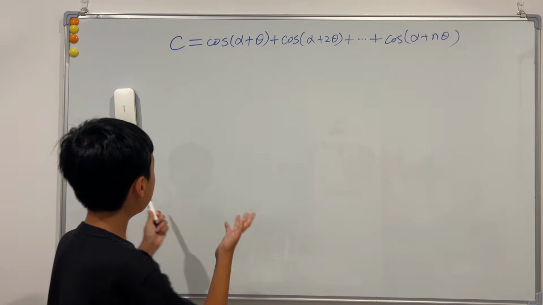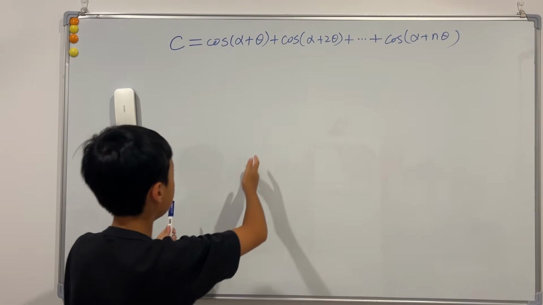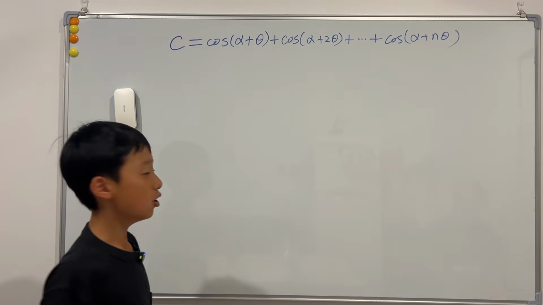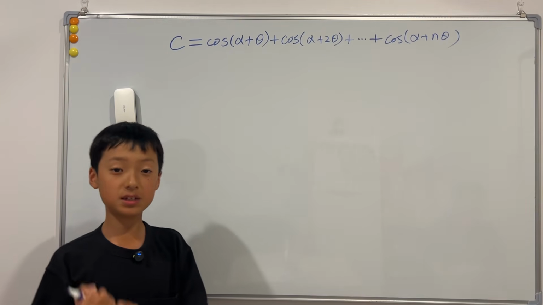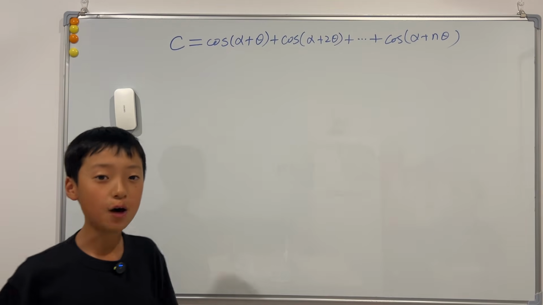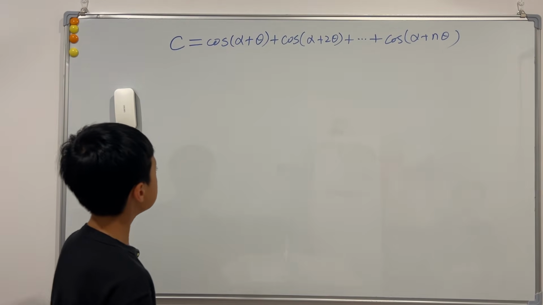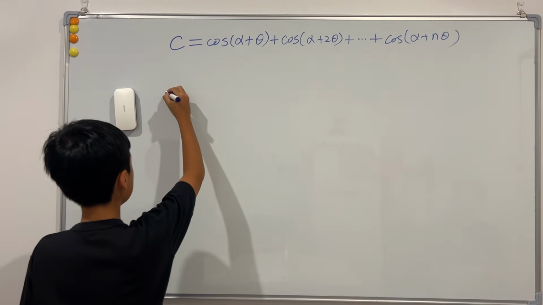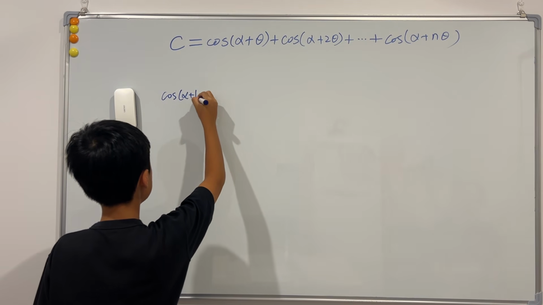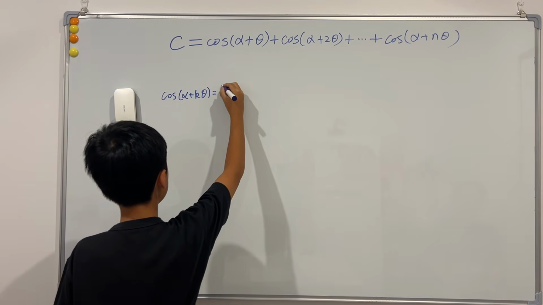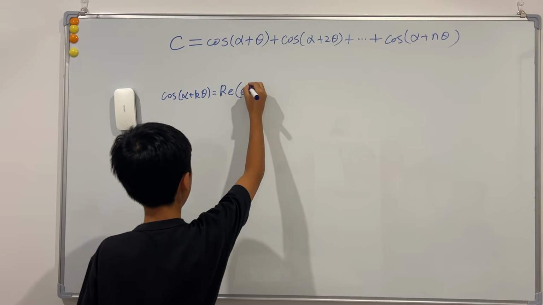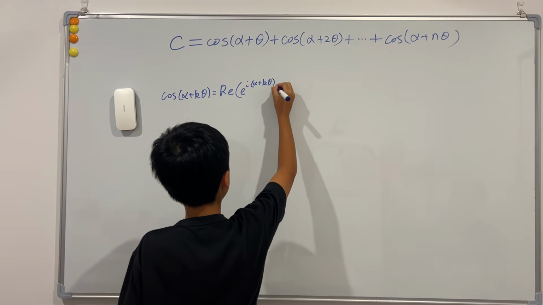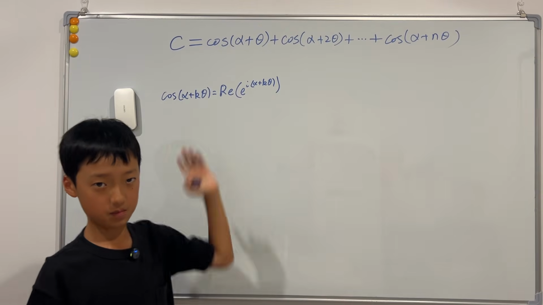Now, if you think of this as a trigonometry problem and you use trigonometry identities to solve it, it will be very complicated. But instead, we are going to use the power of complex numbers. So, when you see cosine of something, for example, cosine alpha plus k theta is just the real part of e to the i times this. Right? And this is where the complex number comes in.